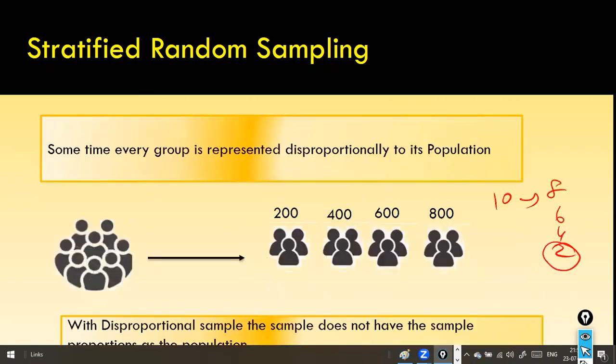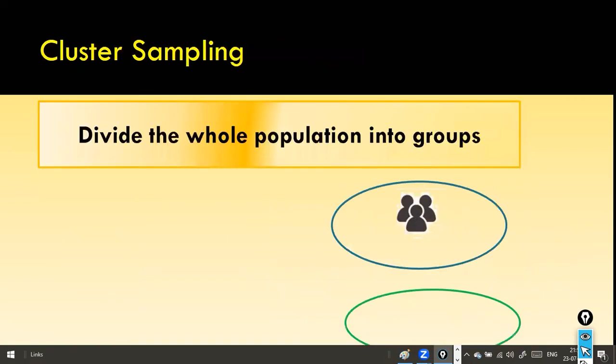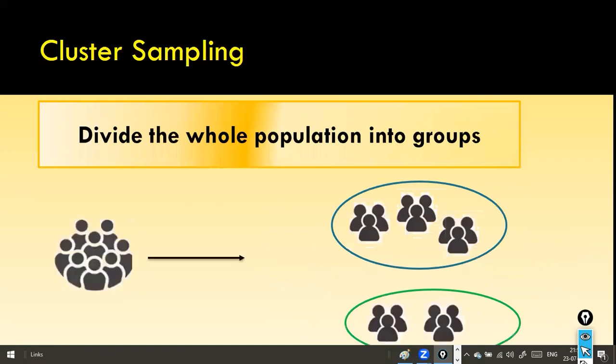The next one is cluster sampling. What is cluster sampling? In cluster sampling, we divide the whole population into groups, like in stratified sampling. Here also, we divide the entire population into clusters or groups. Groups are also called clusters. And in this case, a random sample of clusters is selected.